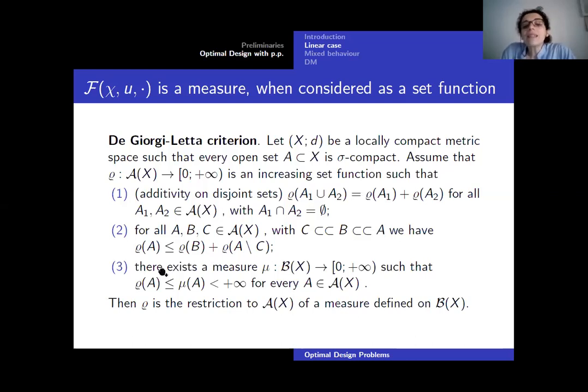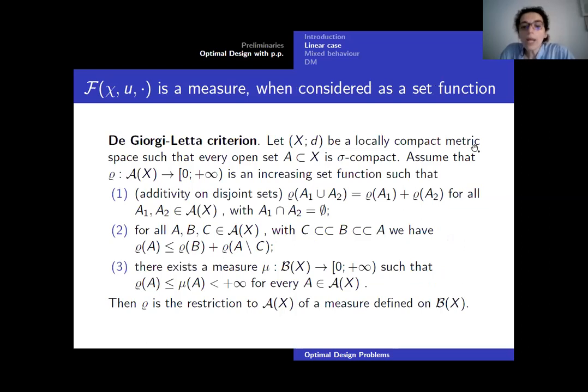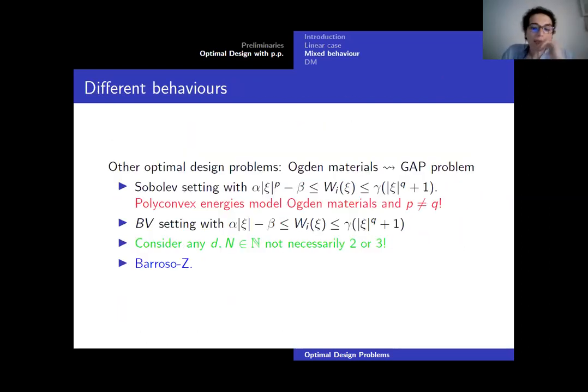And then there is a measure mu defined on the Borel subsets of omega, which essentially provides a control of our functional F. And the candidate for this measure mu, as I said, is this Lebesgue measure plus d chi plus du. Well, okay, I guess I will skip the comparison with other damage models.